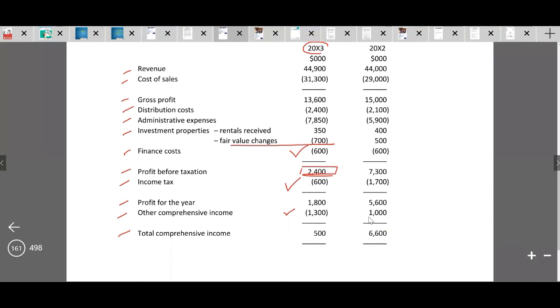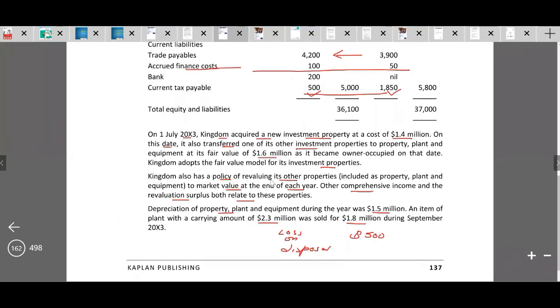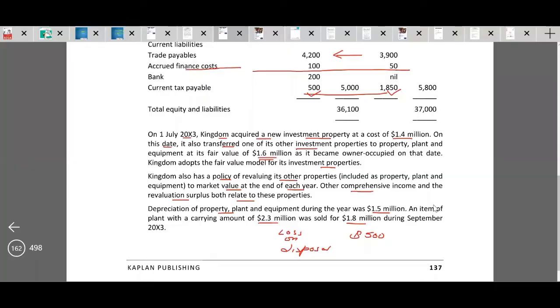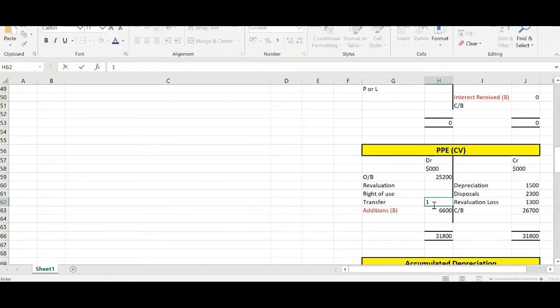And then they said that a property has been transferred from investment property to PPE and the worth is 1.6 billion. So there's a transfer from investment property to PPE. Because it is coming into the PPE, record it on the debit side, which is 1,600.